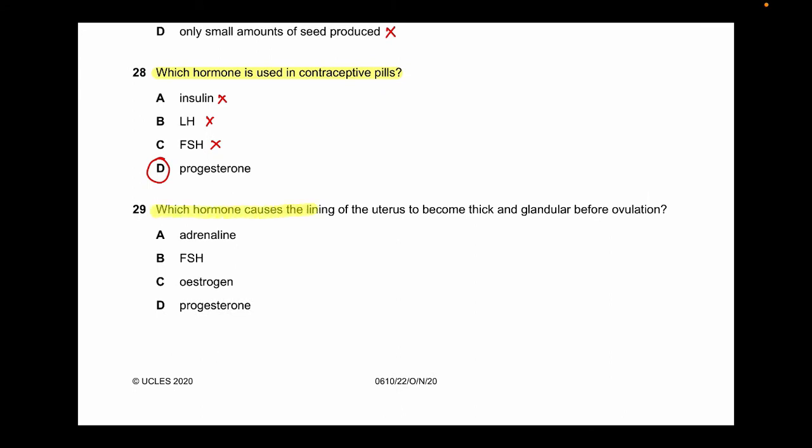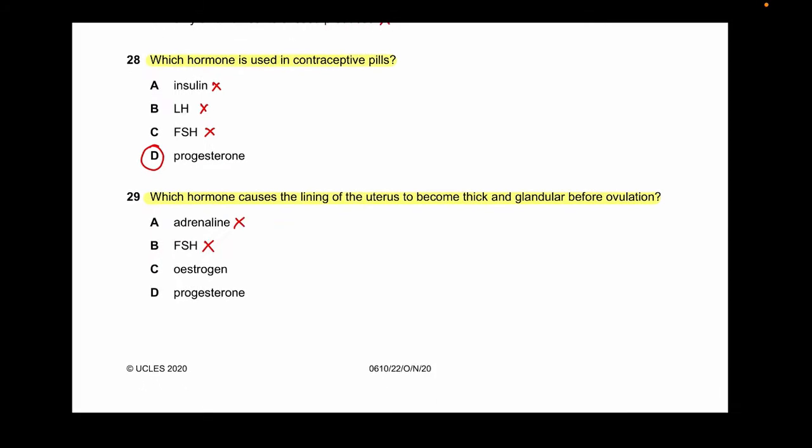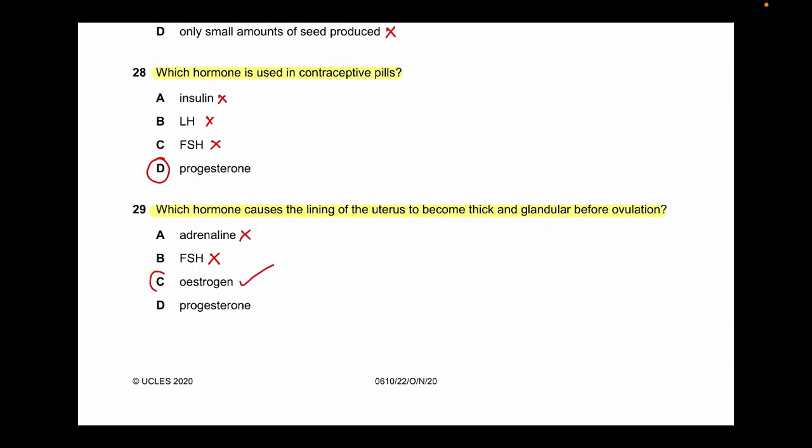Which hormone causes the lining of the uterus to become thick and glandular before ovulation? Adrenaline does not. Follicle stimulating hormone does not. Estrogen, yes. Progesterone's main function is to maintain the uterus lining. So option C is the correct answer.